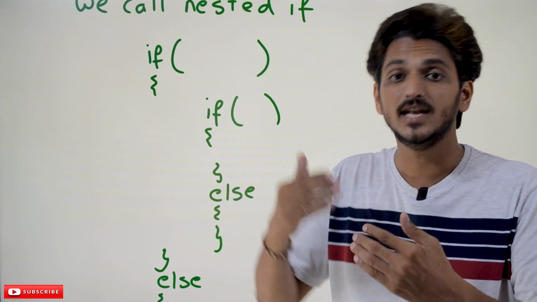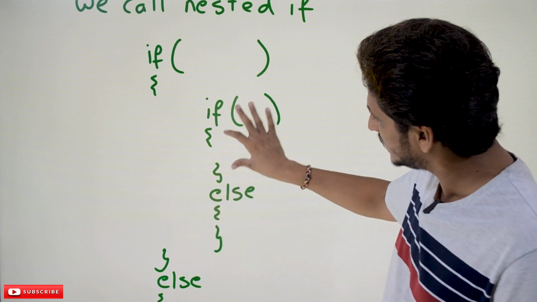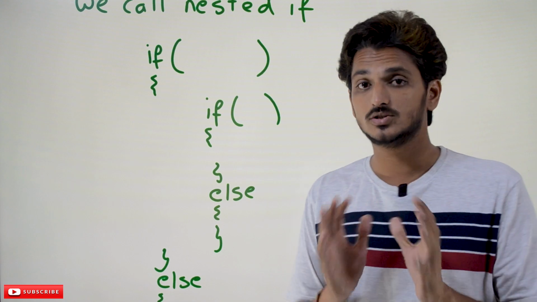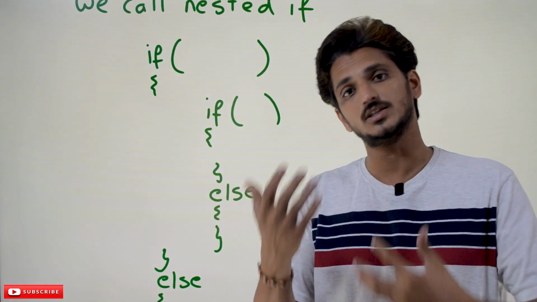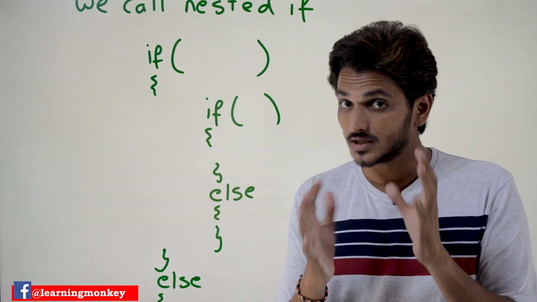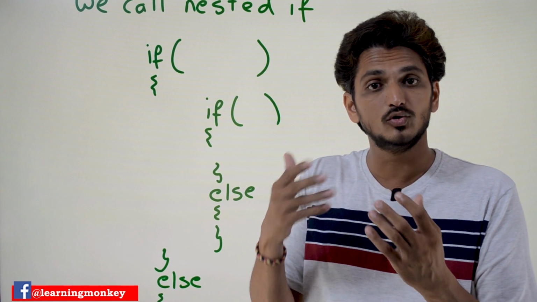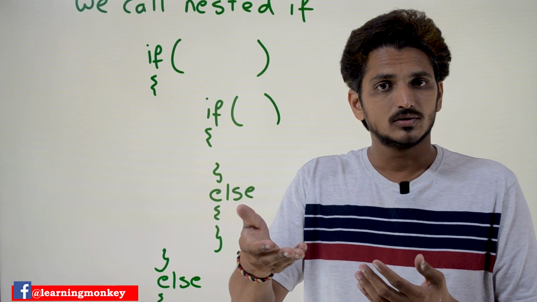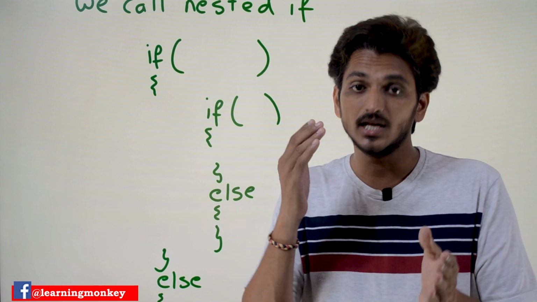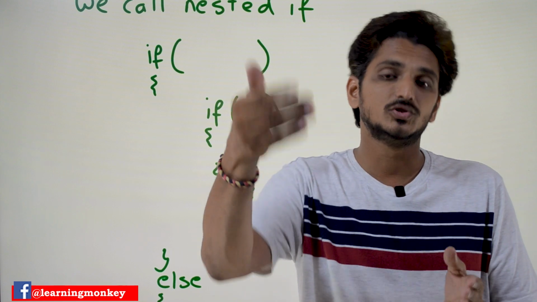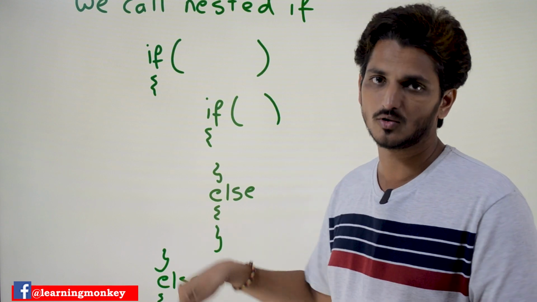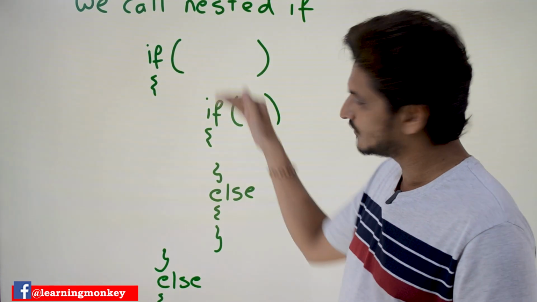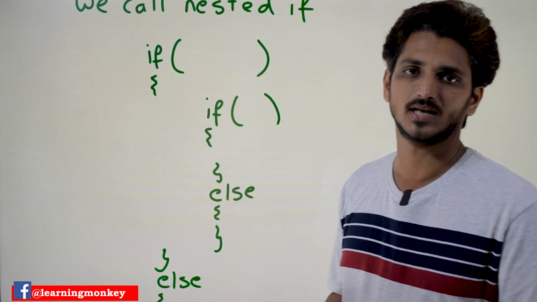You can write any number of levels. Inside this if statement, you can write one more if statement. So according to the situation, you can use nested if. Once you understand when we are going to use nested if, in which situations it is better, with an example you are going to understand it. Below we are going to discuss that example. First, if you understand this nested if concept, then we move on to the example.